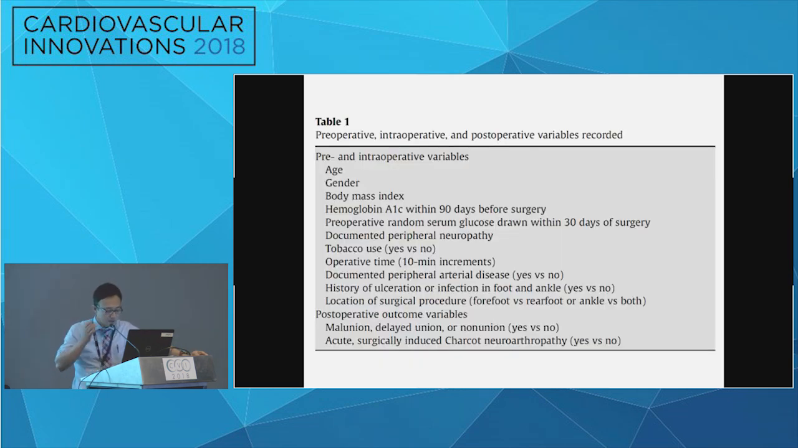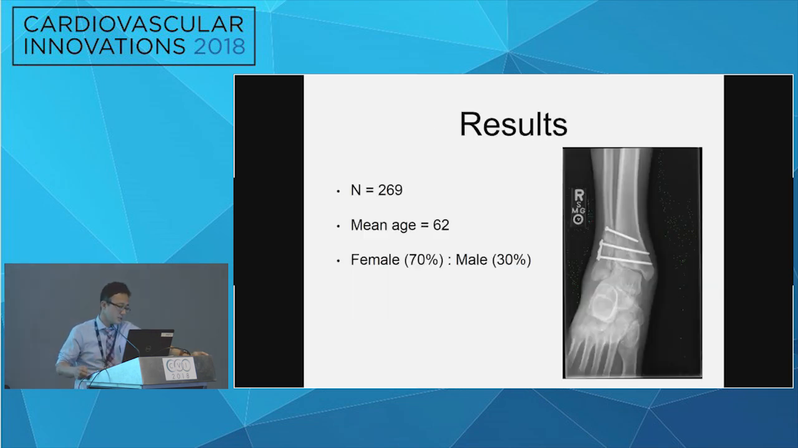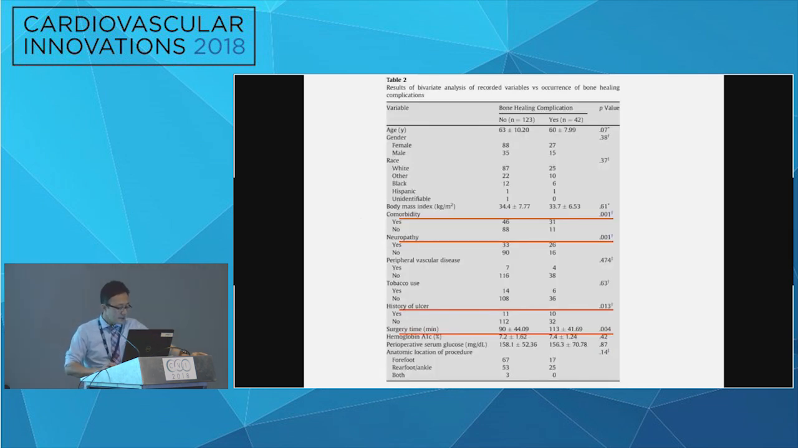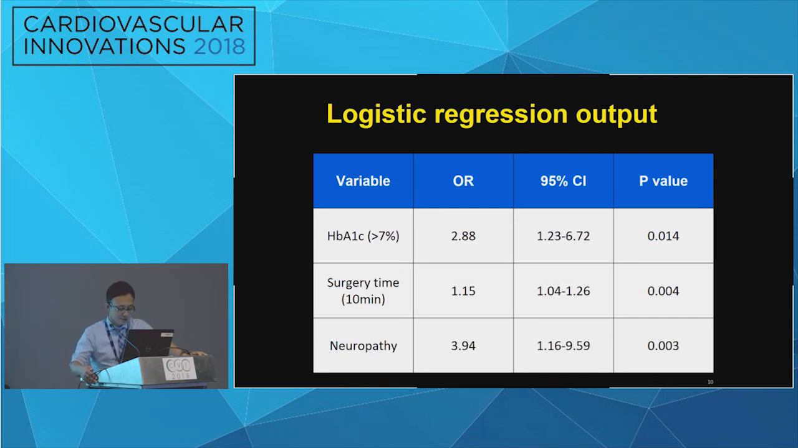So all these clinically relevant factors we included, and we see what kinds of things within the diabetic population are associated with the bone healing complications. We found 270 cases from our institution, the mean age was 62, more female patients. There are several factors associated when you just do a one-to-one comparison, like a bivariate analysis. But some of the factors are interrelated to each other. So when you adjust for those covariates, what we found was that there are 3 factors that are independently significantly associated with the bone healing complications.